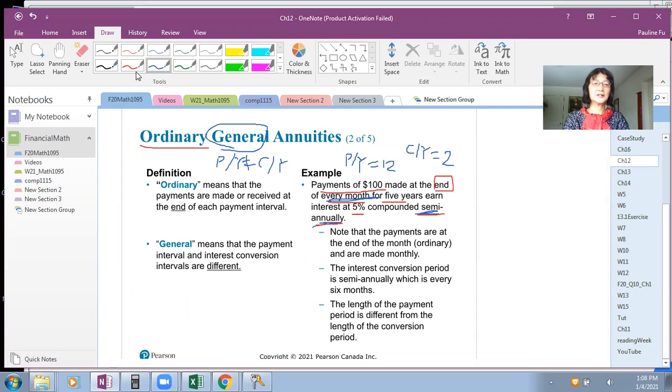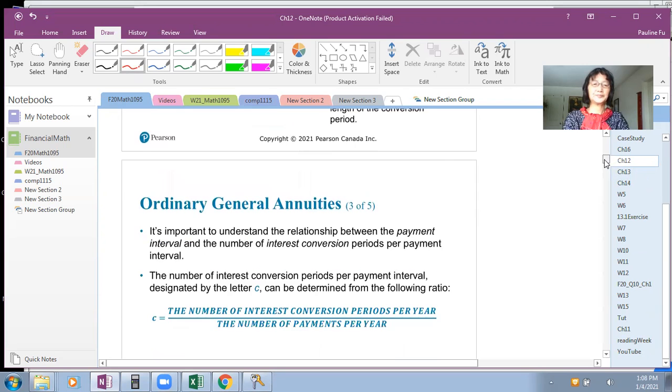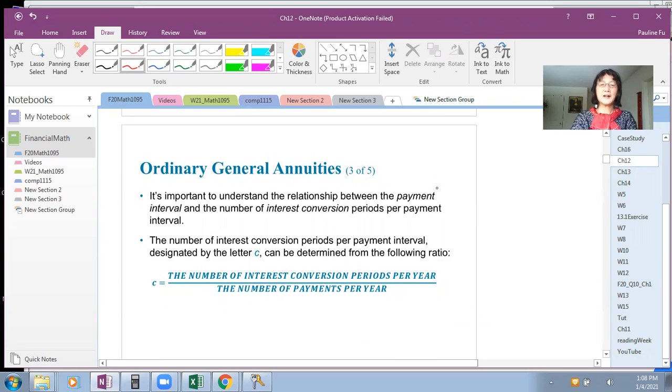Again, ordinary means payment is made at the end. So when you have a situation where PY is not equal to CY, you need to calculate the equivalent rate per payment period.